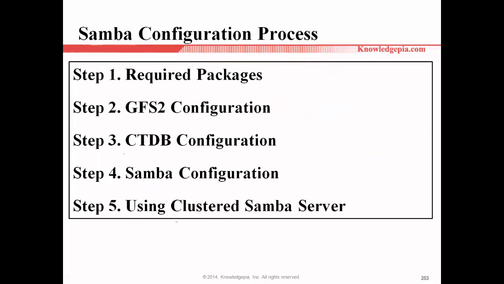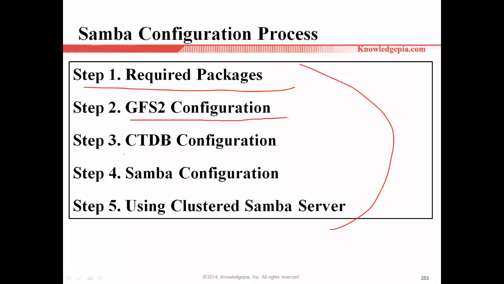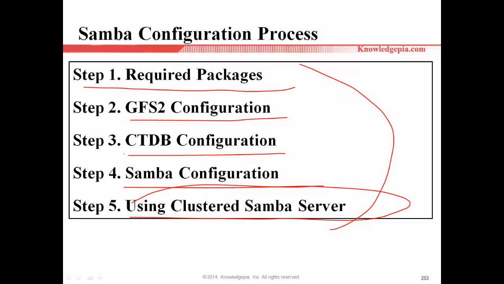So, the Samba configuration process. In this video, I will show you the 5 steps for Samba configuration. Step 1, the required packages. Step 2, the GFS2 configuration. And step 3, the CTDB configuration. And step 4, Samba configuration. And the last step will be using the clustered Samba server.